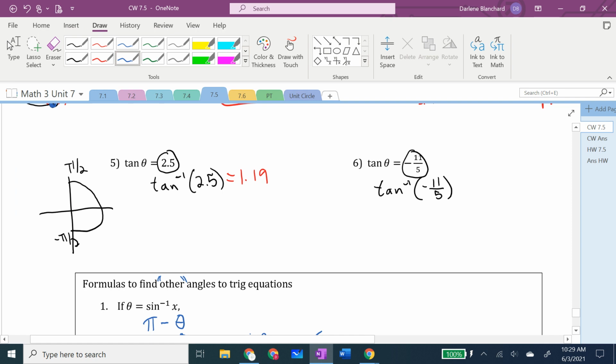And just to, you don't have to know this, but the line that I'm about to draw will have a slope of 2.5. I'm not going to draw it accurately, but it's probably about like that. A slope of 2.5. I'm not getting this angle, but I find it by adding pi. So pi plus the 1.19.